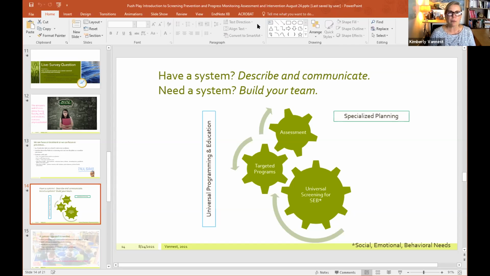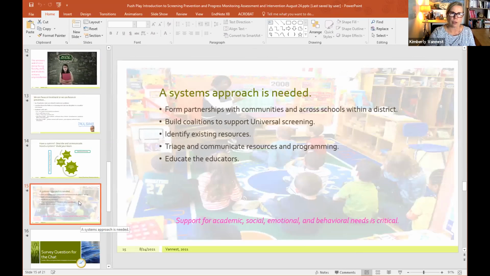If you need a system, start by building your team. We know that in the big picture, we need some kind of universal programming and screening. We need targeted programs and assessment to identify specialized planning, and that this stuff is universal across all grades, ages, levels of students that we work with. But where you start, if you haven't yet, is to build a team, a leadership team that's going to work through this. The systems approach is needed.